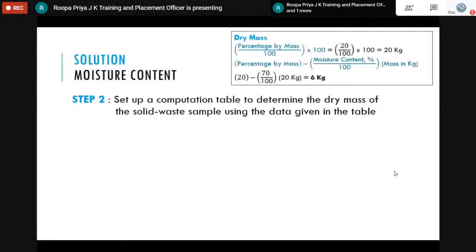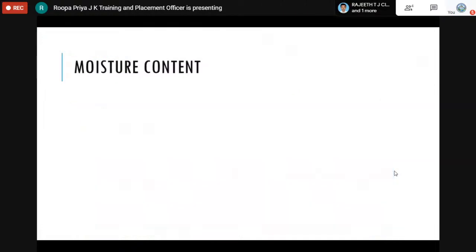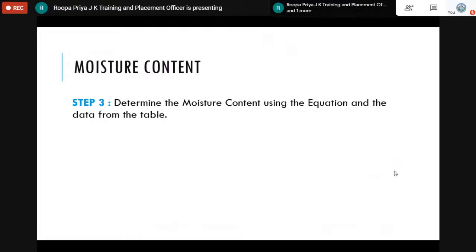After we have this moisture content, again, for the dry mass calculation, we have to consider the same calculation and compute our last column, which is the dry mass in kg, and add all the dry masses and then find out the total dry mass present in this solid waste sample. According to this question, the total dry mass is 60 kg. Now use the 60 kg in the equation to calculate the moisture content.